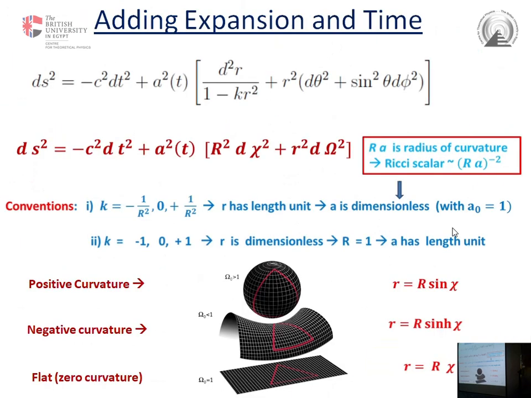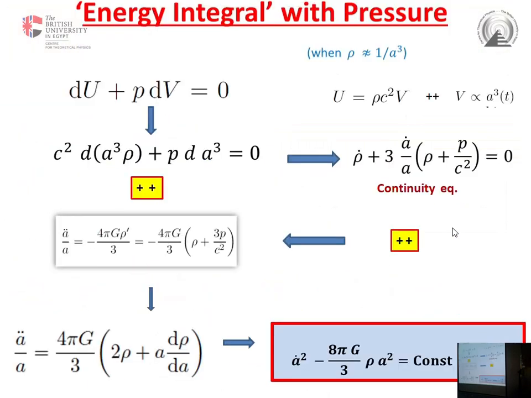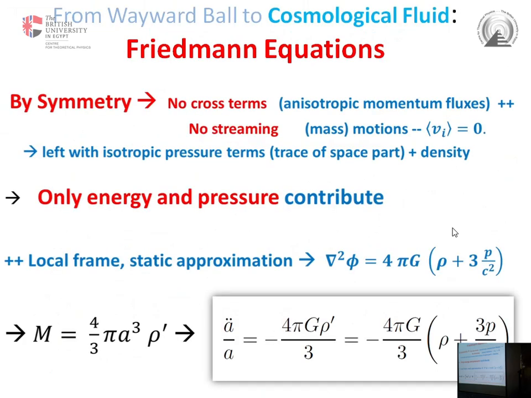Not this one, the one that has pressure. Where is it? This one. It is 3p over c squared, and p is like rho v squared for particles. So if v is much less than c, this compared to rho is very small. So it has to be relativistic. It's a mass equivalent. Okay?